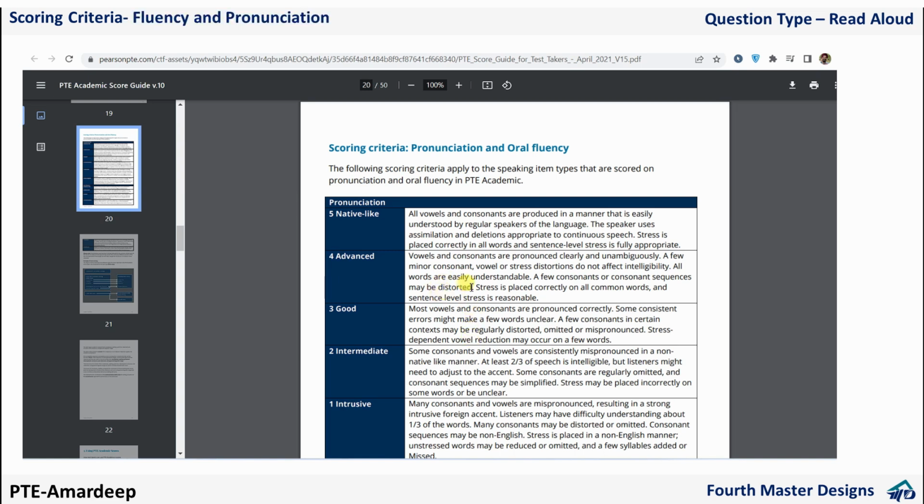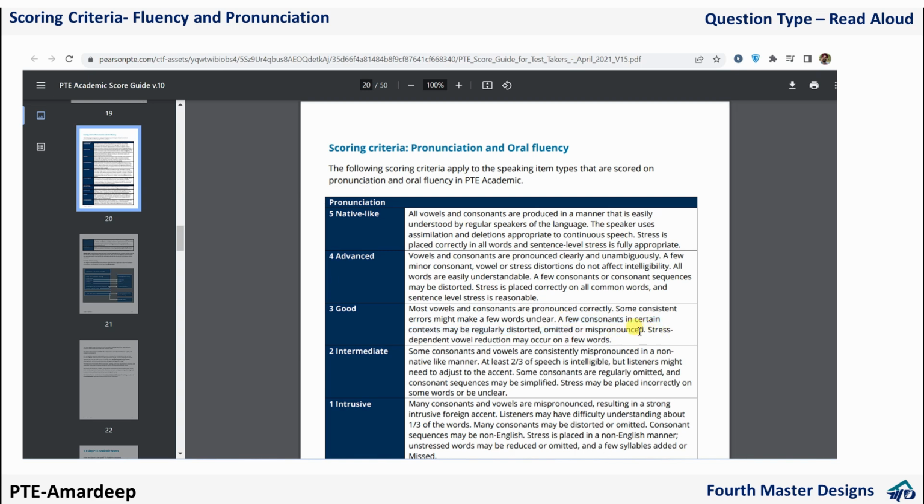So, see the criteria. Stress is placed correctly on all common words, and sentence level stress is also reasonable. Stress is placed correctly in all words, and sentence level stress is fully appropriate. When you correct yourself, definitely you will be a bit louder. So your stress level on that particular word or part of the sentence will be on a higher note. So you won't be getting 5 out of 5. You may get 4 or 3, depending on a few things.